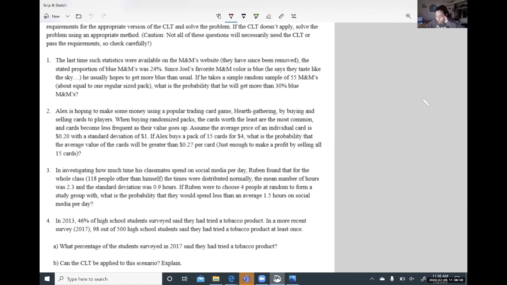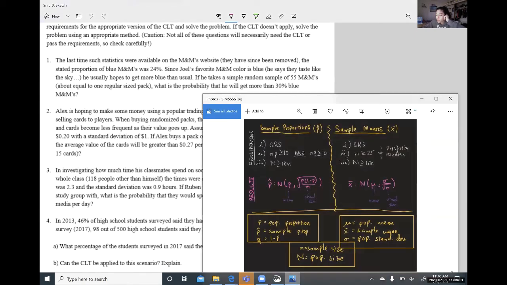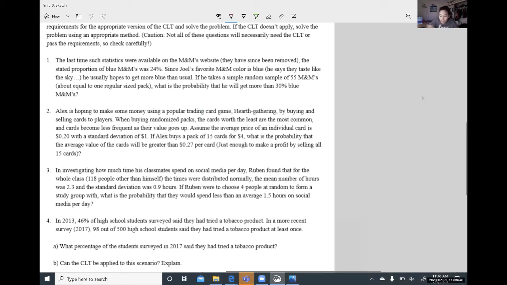Now, Destiny, do you think this is a means problem or do you think this is a proportions problem? Proportion. Proportions, right? Because we don't see the word average or means anywhere, right? So this is gonna be a proportion problem. Okay. Now, we need to calculate a couple of things. We need our P, we need our Q, and we need our N. And then for the central limit theorem, we need to satisfy 3 requirements, 1, 2, and our third one.